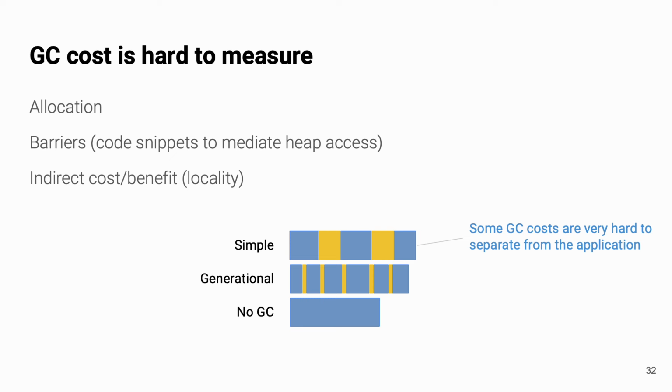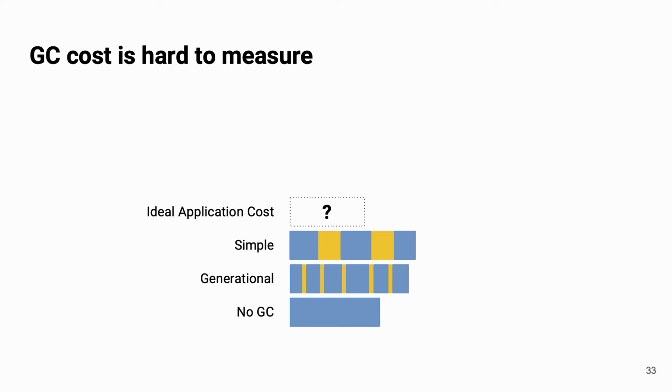GC can also bring indirect benefits. For example, GC can move objects to reduce heap fragmentation and improve spatial locality of the program. Things get even trickier when GC runs concurrently with the application because of contention of hardware resources and so on. But what if we know the ideal cost to run the application that includes the potential benefit that the GC can bring, but excludes all the GC costs, including the implicit and explicit ones? Then we can simply subtract this ideal cost from the total cost, and the difference will be the real GC cost. Of course, we don't know this ideal cost, otherwise I wouldn't need to give this talk.